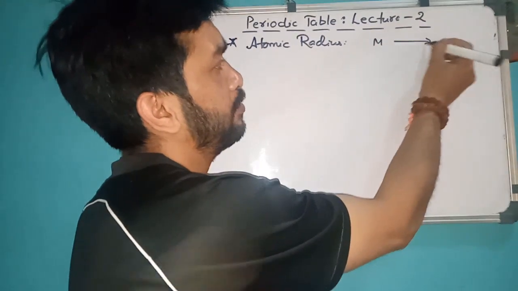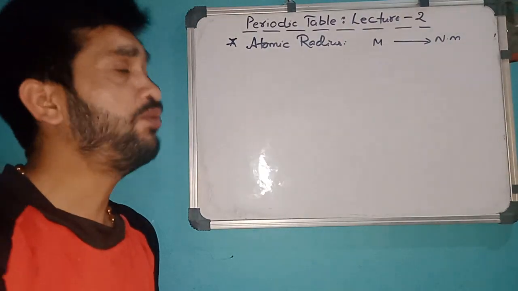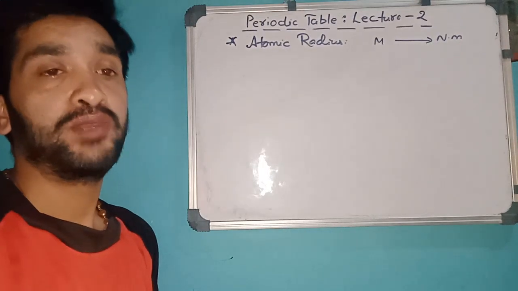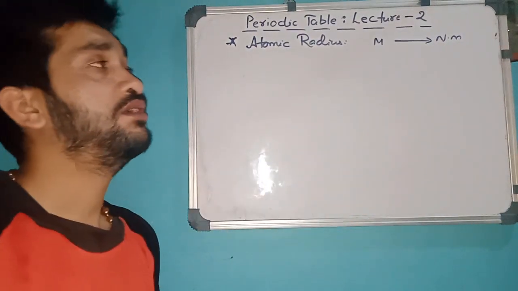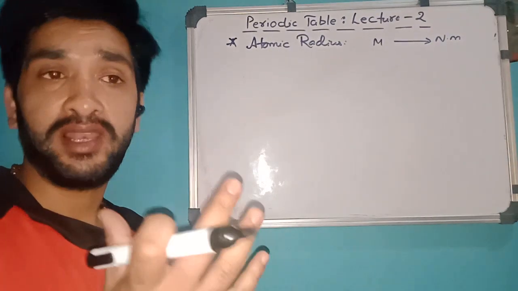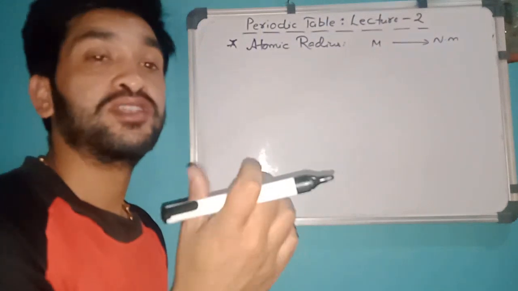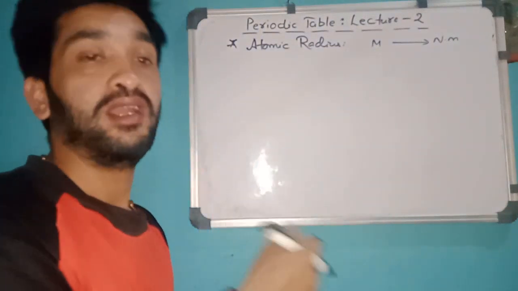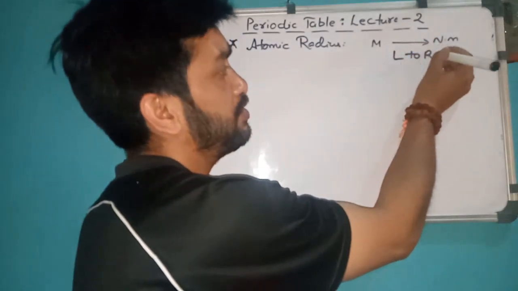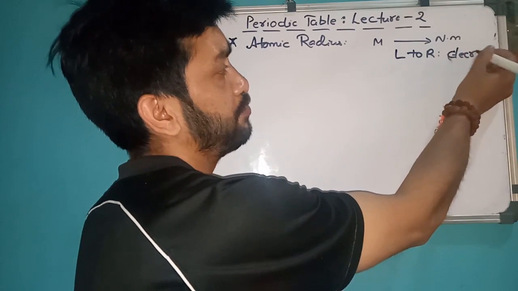Why? Metallic, non-metallic. Now non-metallic have more nuclear charge, reluctant to donate electrons, so atomic radius will decrease. Why? Because with more nuclear charge, it will try to have a more firm grip over the electrons in the valence shell. So what will happen? Size will decrease, because the nucleus is having more power there due to electronegativity. So definitely when you go from left to right, atomic radius decreases.